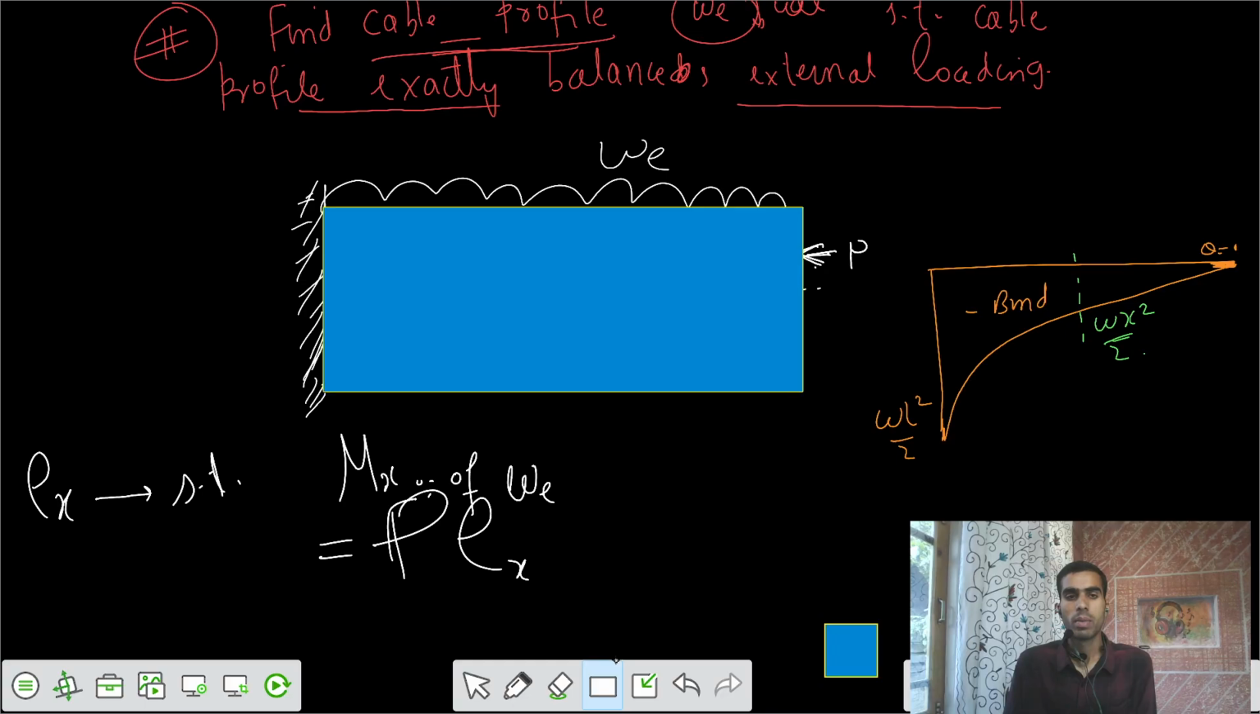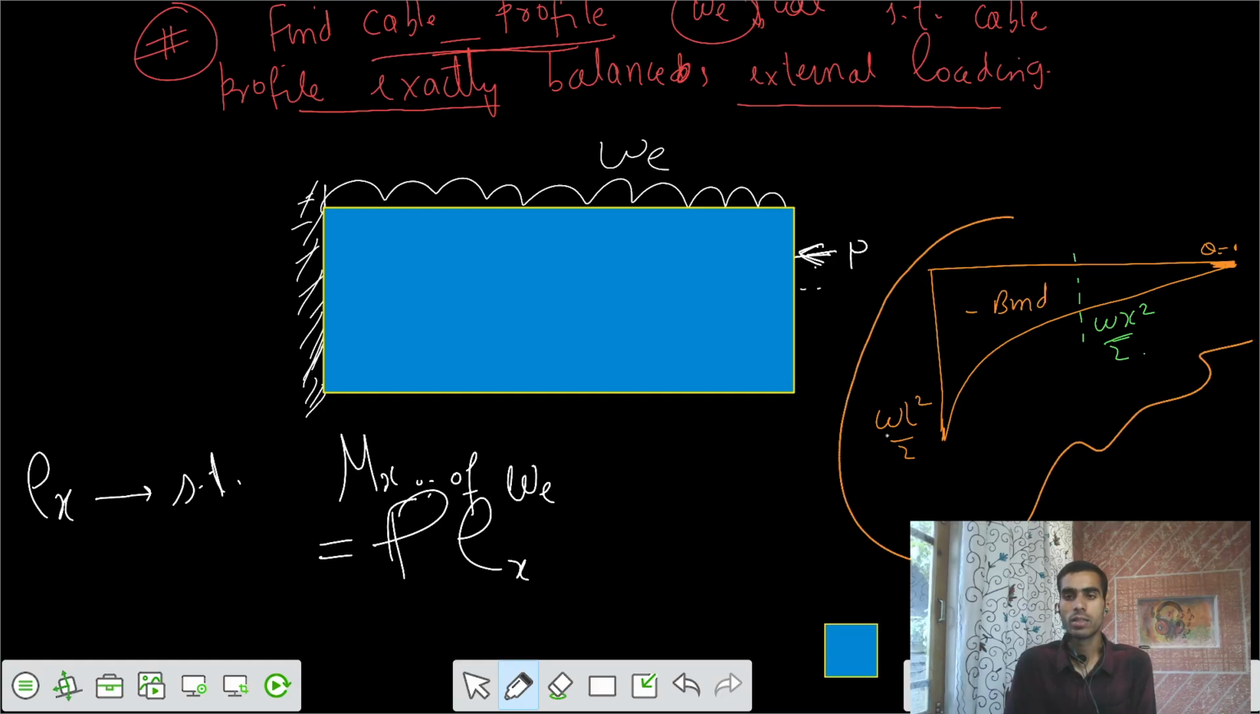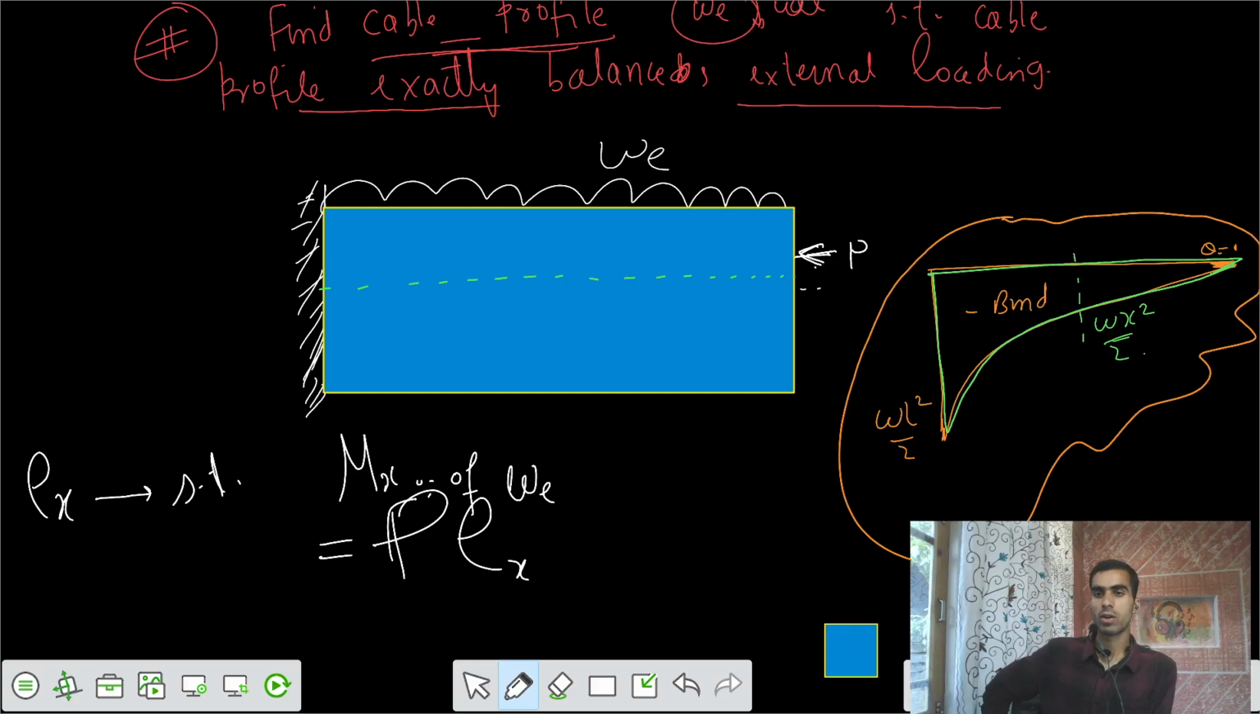But I know one thing. What should the profile be? The profile should be somewhat in this fashion, as per the BMD. If the BMD is in this fashion, then the reverse of that would be the possibility for that cable. So can you draw that? What is the possible cable profile?